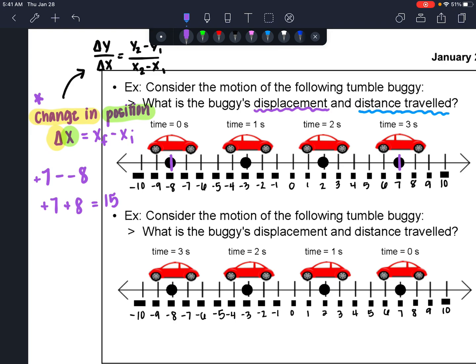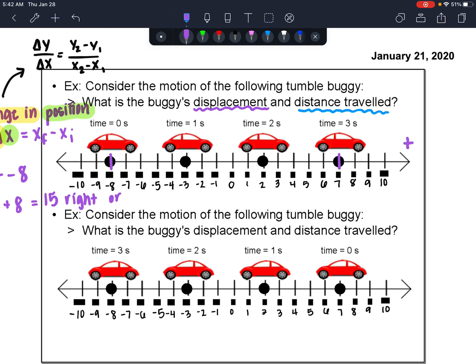There's a lot of ways to say that. I could say that it went 15 tick marks to the right, or I could just use positives and negatives. On this number line, the positive direction is on the right side. My numbers get more positive. The negative direction is on the left side. So I could have just said that my displacement was positive 15. I totally forgot to explain that. My apologies. So let me box that.